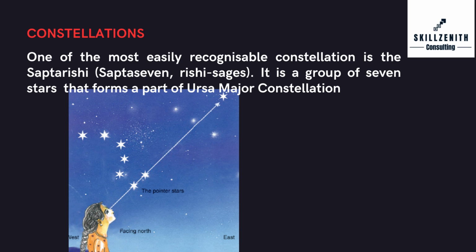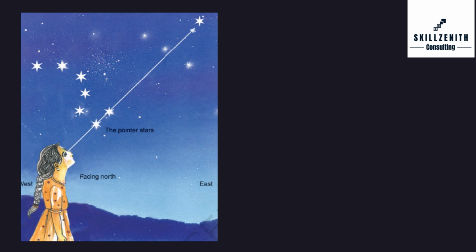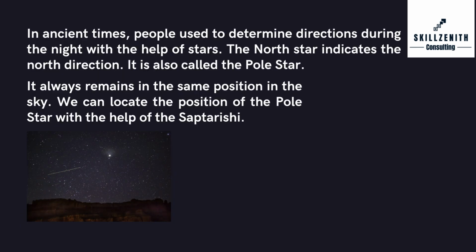One of the most easily recognizable constellations is the Saptarishi. Sapta means seven and Rishi means sages. So Saptarishi means the seven sages. It's a group of seven stars that forms a part of the Ursa Major constellation.